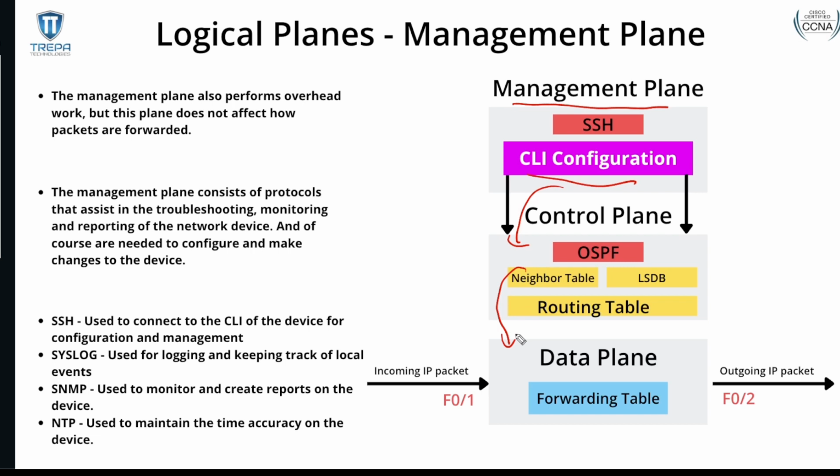The management plane consists of protocols that assist in troubleshooting, monitoring, and reporting of the network device. And of course, they're needed to configure and make changes to the device. Again, we've got some examples down here. The only one you haven't seen yet is NTP. Now, NTP is needed sometimes for a control plane, but again, that's just a management thing. We could turn all these off, and we could still forward packets.